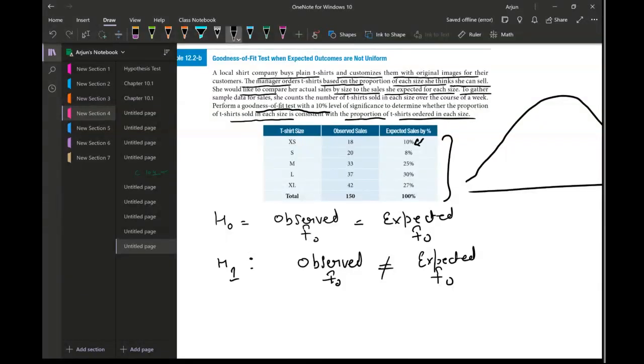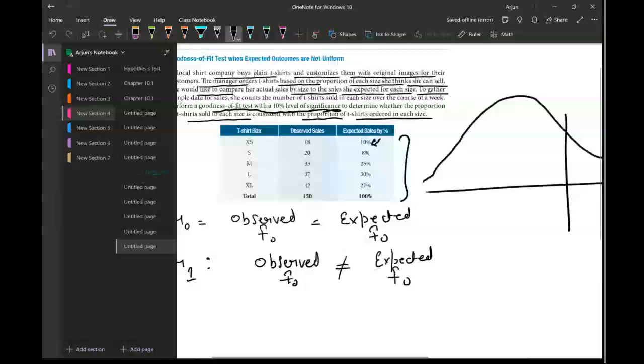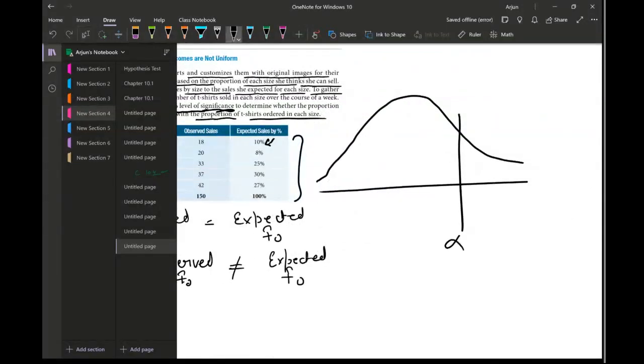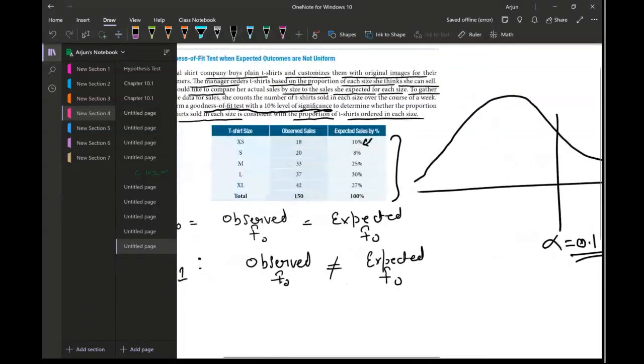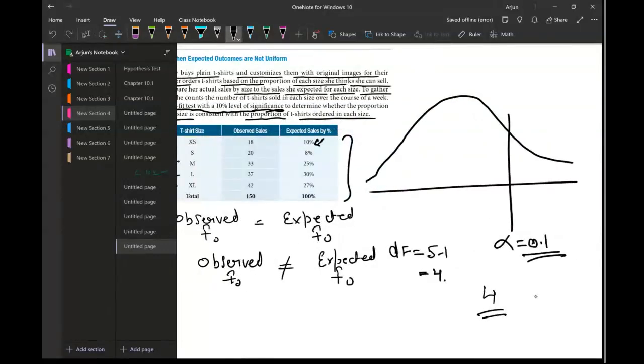Perform a goodness of fit test at 10% level of significance. So that is given to you. So the alpha value is 0.1, and how many categories are there? 1, 2, 3, 4, 5. 5 categories. So the degree of freedom will be equal to 5 minus 1, which is equal to 4. So corresponding to 4 degrees of freedom and alpha value 0.1, you're going to try and find out the value.